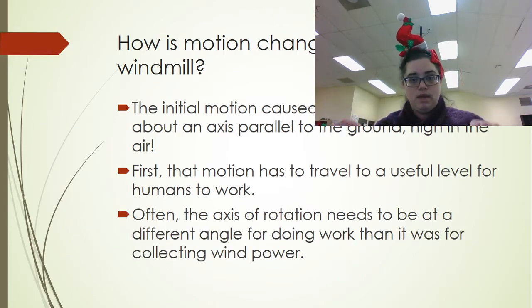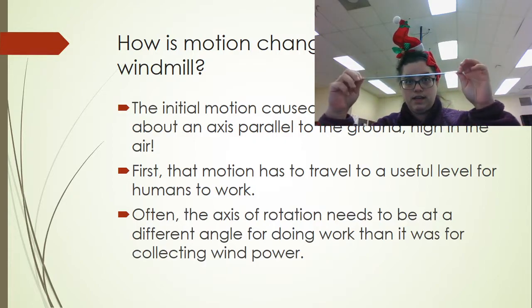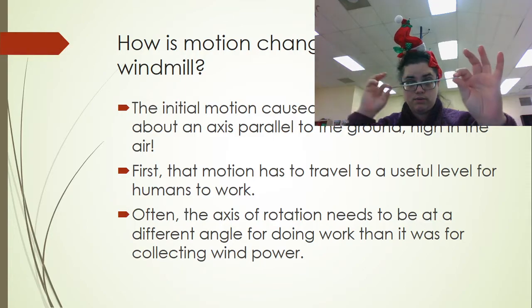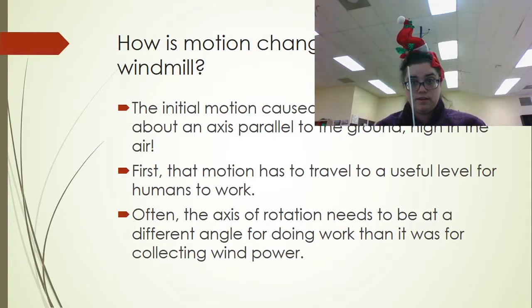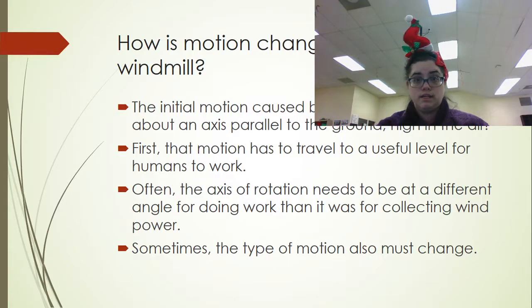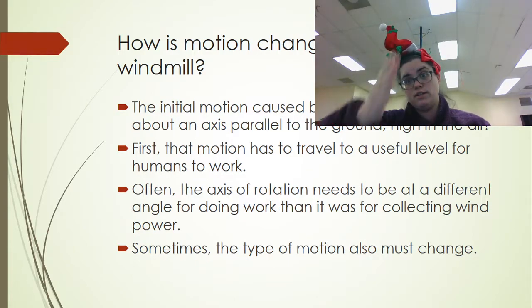Next, you're going to have to maybe change the axis of rotation. So not necessarily have it still rotating around a horizontal axis, you might have to rotate around a vertical axis. So that's something that sometimes has to change. And of course, like I mentioned with the sawmills, you may have to change it to reciprocal instead of rotary motion.